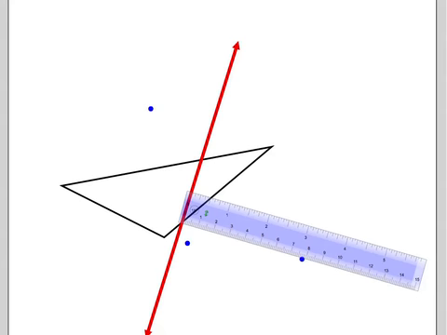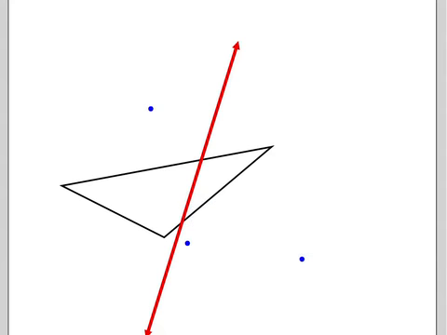And now I'm going to connect these 3 blue dots. And when I have finished that, I'm hoping that the blue triangle will look like the reflection of the black triangle over the red line of reflection.